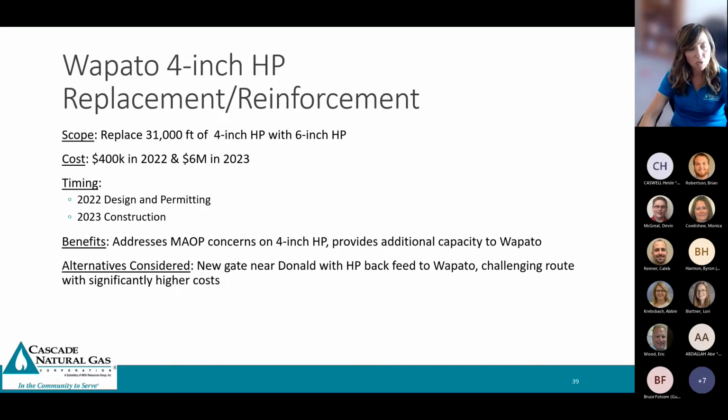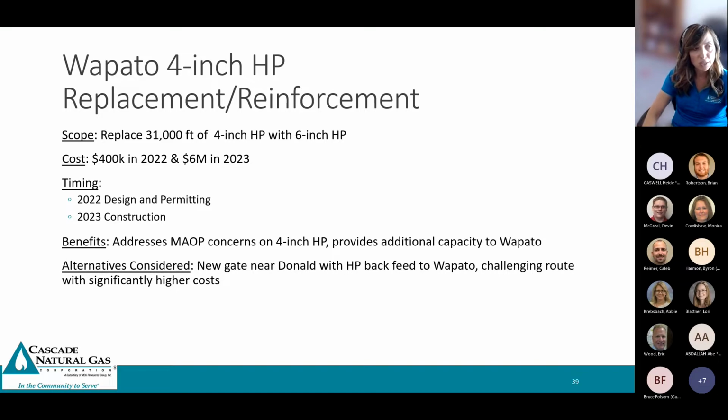Alternatives considered, this is another one of the projects I worked on. We did look at backfeeding Wapato, maybe putting a new gate near Donald, which is to the west, and running a new high pressure line into Wapato. But since it would require a new gate and it was a pretty challenging route, it had significantly higher cost. Even though we love backfeeds, we have to ask the question, you know, what cost do we do those at?